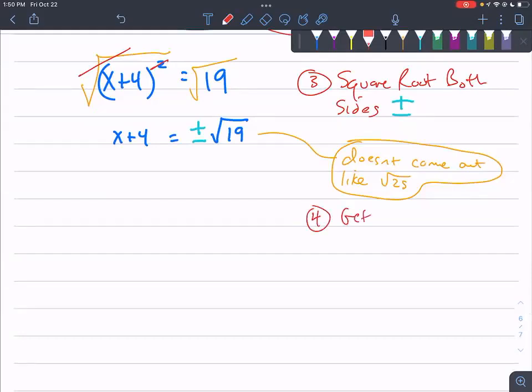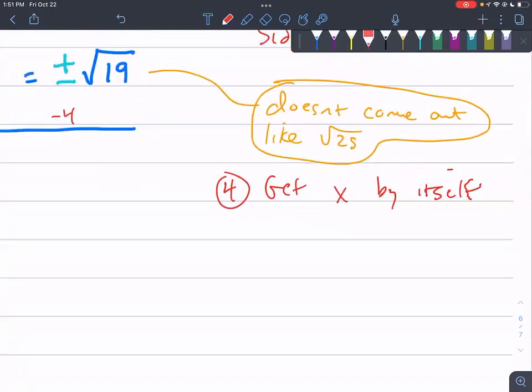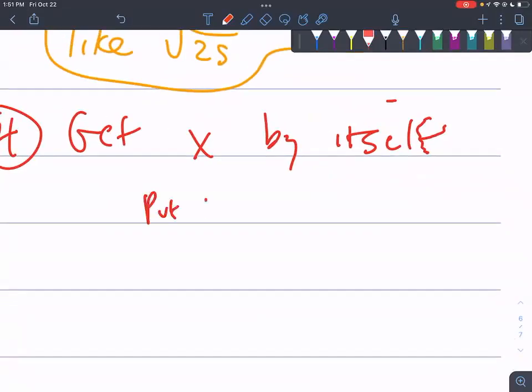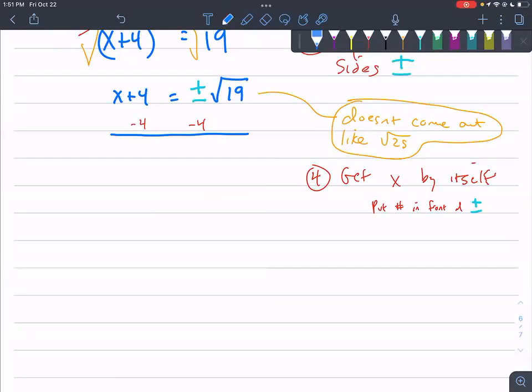Here we're going to get x by itself. So we're going to subtract 4. And I'm going to say underneath, to get x by itself, we're going to put the number in front of the plus or minus. So we've got x equals negative 4 plus or minus square root of 19. That's subtracting 4. You can't do the 19 minus 4 because they're not like terms. One's a square root, one's a whole number.